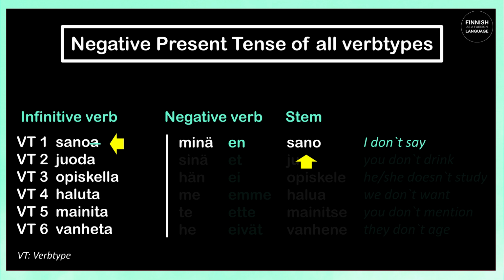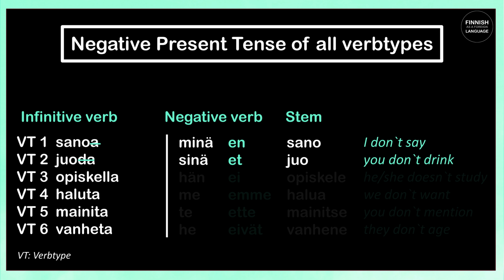I don't say. Next one, verb type 2, juoda. We want to say you don't drink. So you don't is sinä et, and juo is our verb stem. To receive the verb stem of verb type 2, we have to remove either ta or dä from the infinitive verb. So here it means juoda changes to juo, which is why we say sinä et juo, meaning you don't drink.